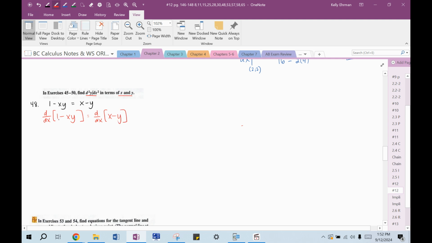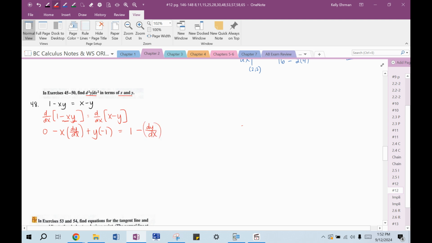Okay, the derivative of 1 is 0. And then again, treat the first function as negative x and the second one as y. So first times derivative of the second, dy/dx, plus second times derivative of the first. Derivative of negative x is negative 1. And that equals the derivative of x, which is 1, minus the derivative of y, dy/dx.